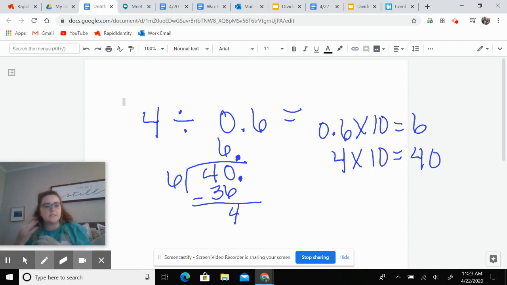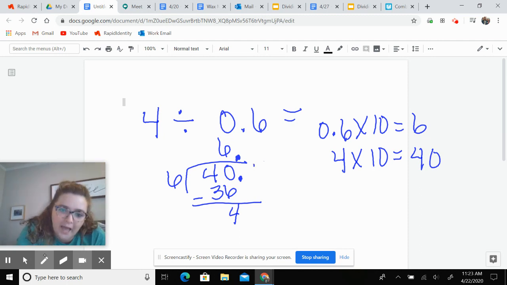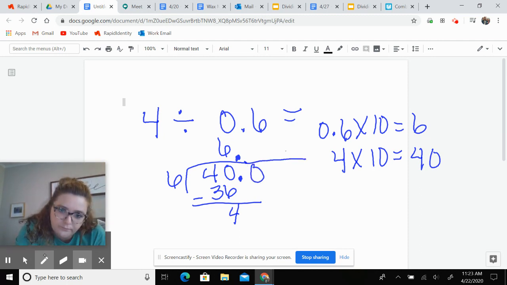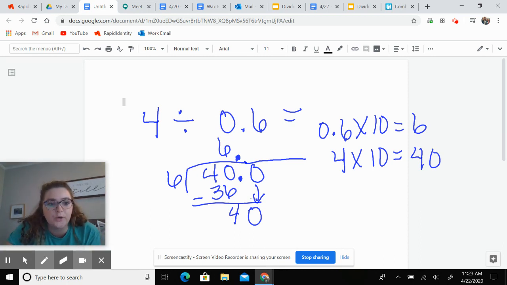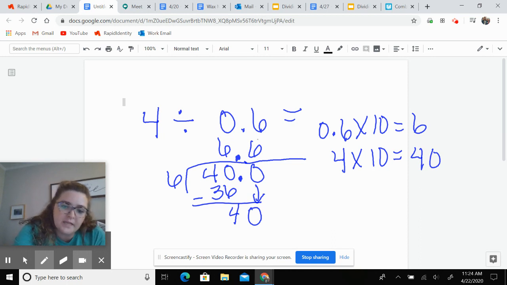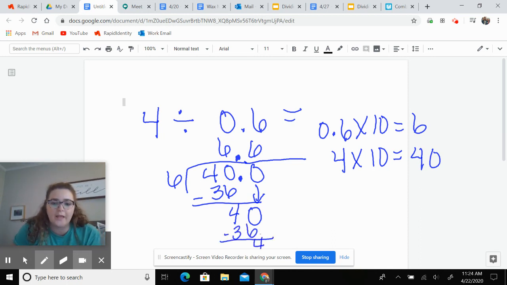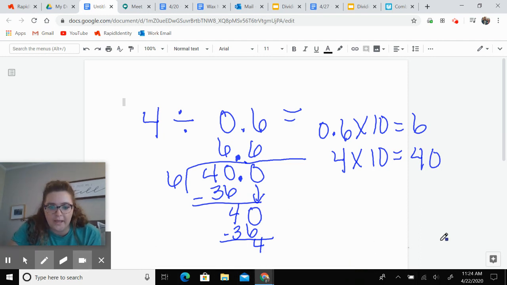It doesn't give me enough context to this problem and how many groups he can make if I just stop here, because I'm dividing decimals. So I'm actually going to add another 0 and carry it down. Again, I'm thinking, how many times can 6 go into 40? It can go in 6 times. 6 times 6, again, 36. Subtract, you're left with 4. And you can keep going, actually.